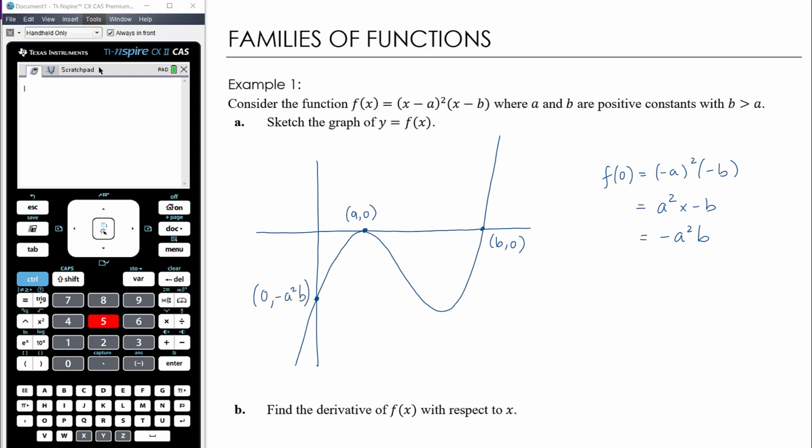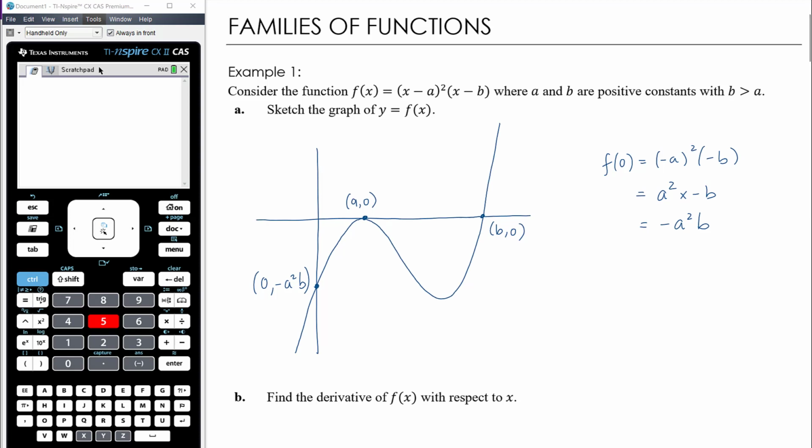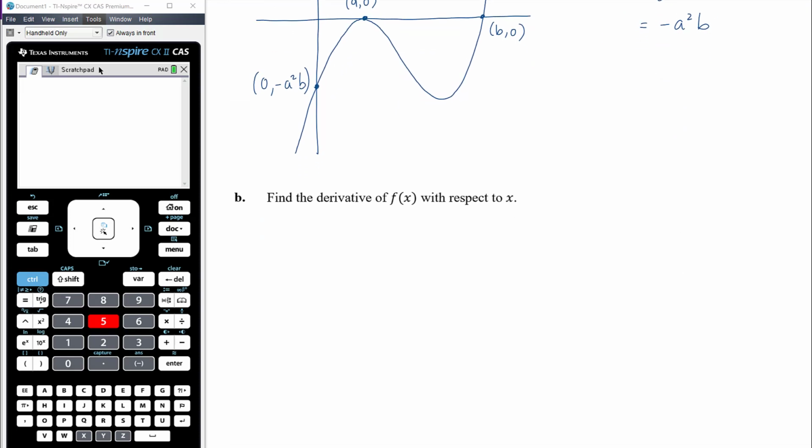Now, for now, I'm going to ignore that other turning point, because actually the next questions walk you through finding the coordinates of that turning point. So actually this question at part A should really say, sketch the graph of y equals f of x, marking all axis intercepts, and clarify that you don't actually need to mark the coordinates of the other turning point. Because as I said, parts B and C are going to walk us through actually finding the coordinates of that point. Okay, so find the derivative of f of x with respect to x.